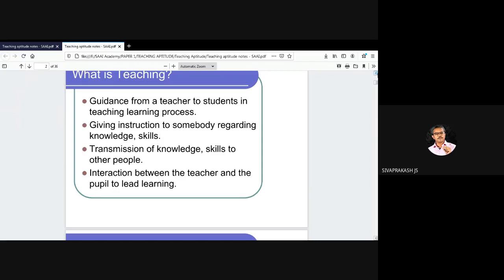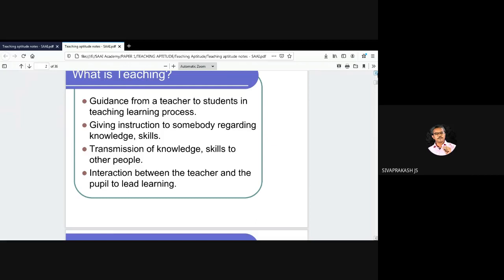Basically, teaching means guidance from the teacher to students in the teaching-learning process. It gives instruction to somebody regarding knowledge and skills. Someone used to say that attitude is always based; it can be improved, but it cannot be changed, whereas knowledge and skills can always be fine-tuned.